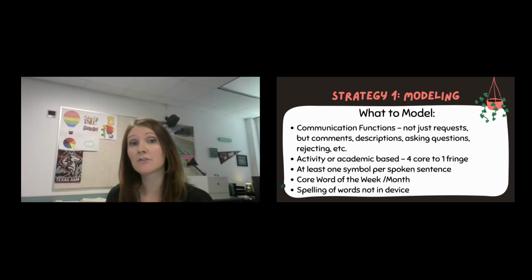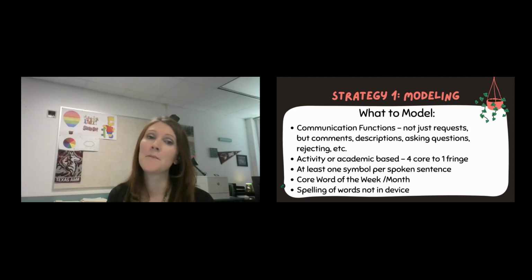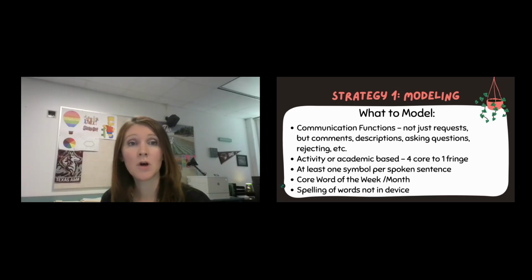It's just like any other skill. We need to provide some demonstration, examples, teaching before we can expect a student to use it. If we haven't been teaching and modeling, then there's no way we can reasonably expect that the student will use the device. So what kinds of things can you model?